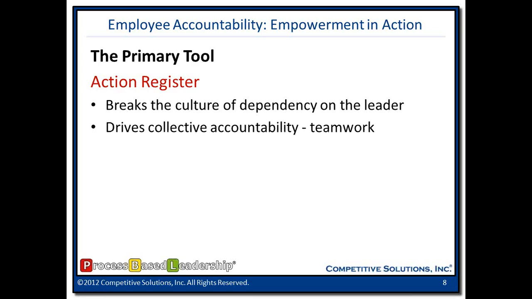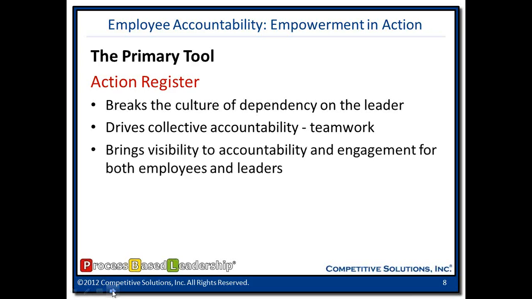It drives collective accountability, teamwork. So we can look out among our team to see who's got what on their plate, what are people working on, who can we give tasks to, so that leaders aren't managing by personality, but leaders are managing by process, by sharing the workload on an equal basis. It will bring visibility because now we've got documented critical assignments and tasks. We've got those written down where we can look out to see.